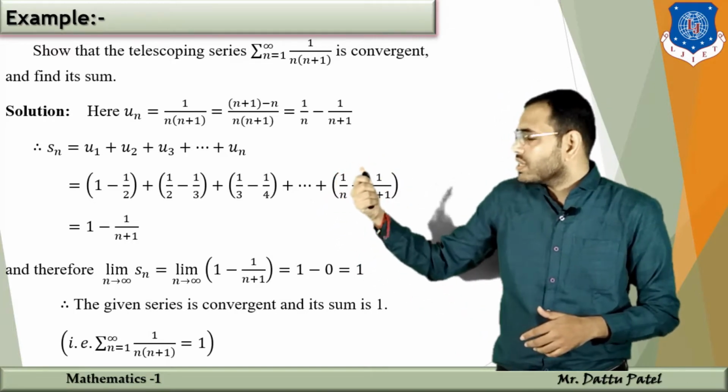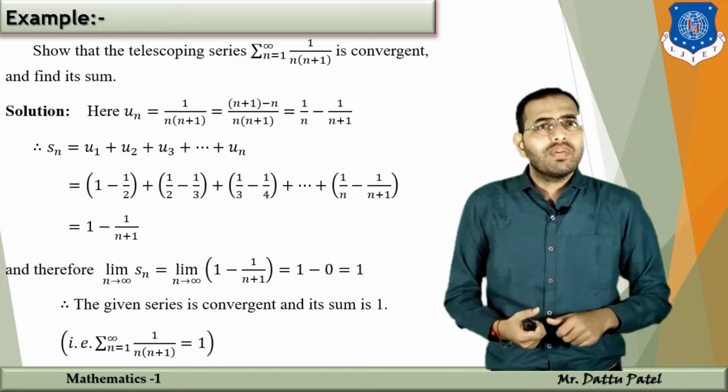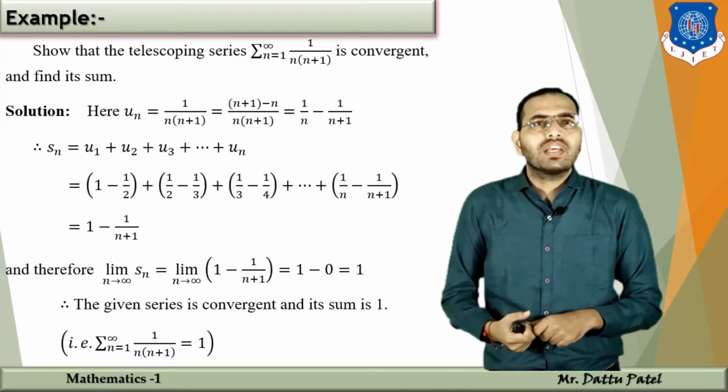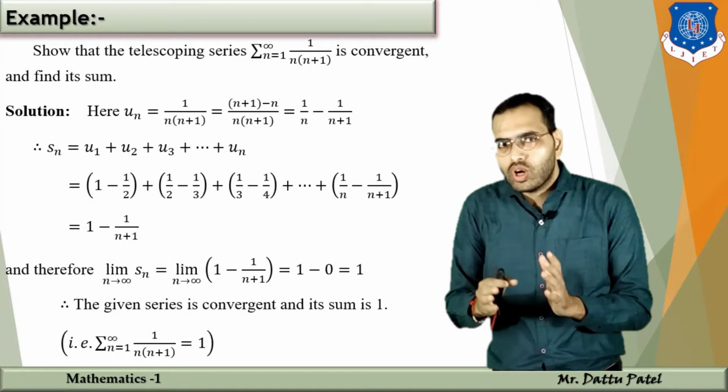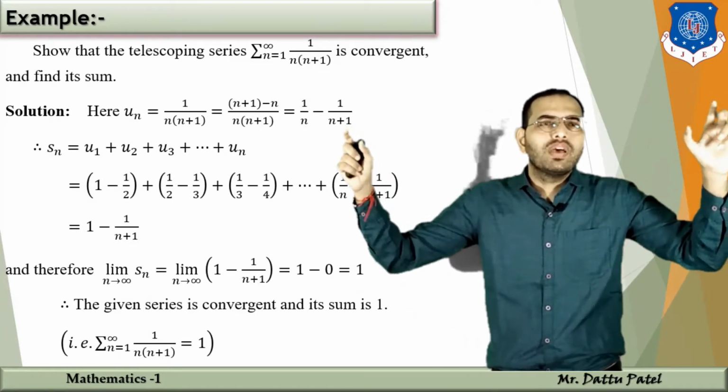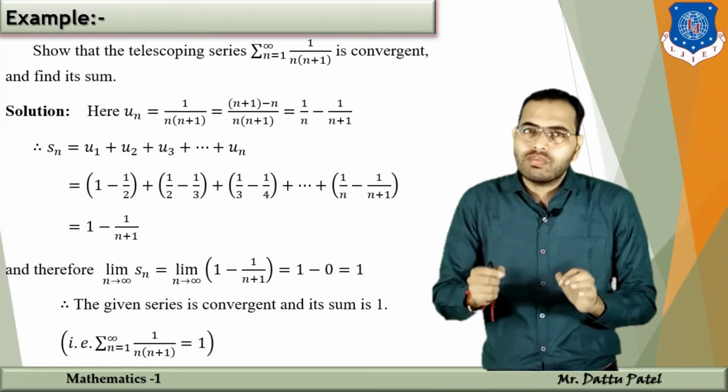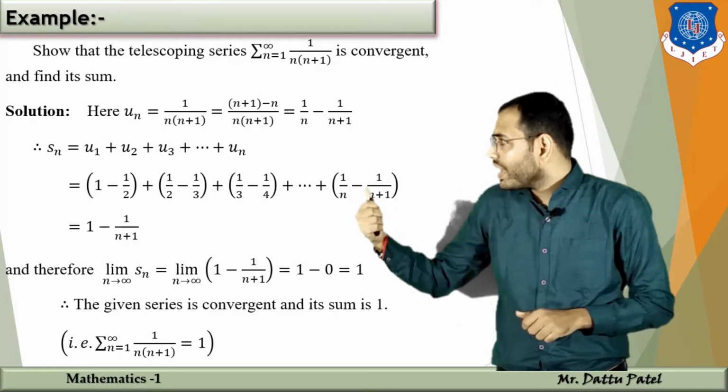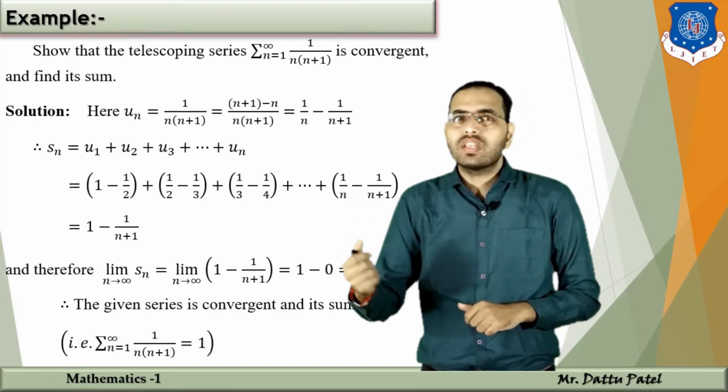Then in this series, the second and third terms will be cancelled out, the third and fourth terms will be cancelled out, and so on. In short, except the first and last terms, all the intermediate terms are cancelled out, and our Sn becomes 1 minus 1 upon n plus 1.